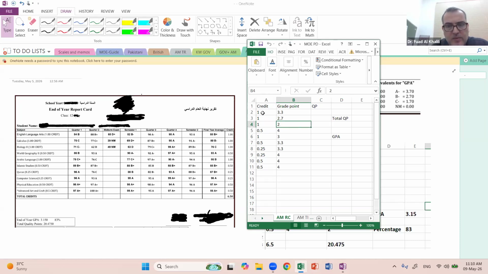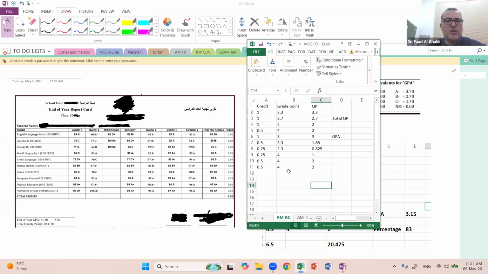Biology here, we have 1 credit with a 2, because it's a C, so it's a 2. The credit, for example, here is 0.5 for world geography. So it's a 4 because he took A, Arabic, and so on. So we put the credit with the grade point. Then we calculate something called quality point for every subject. So what is the quality point for English here? It equals the credit multiplied by the grade point. And this is 3.3. Then we do the same for all subjects.